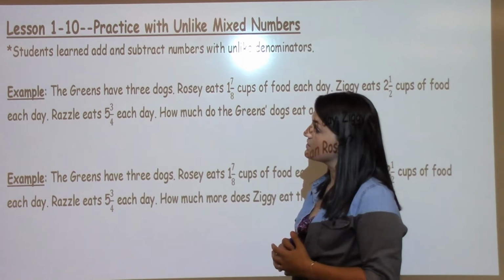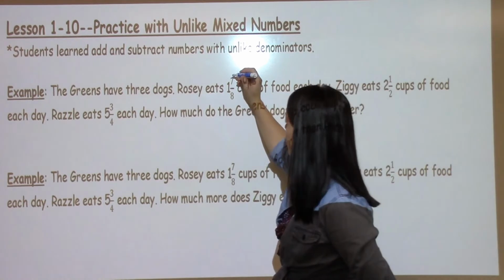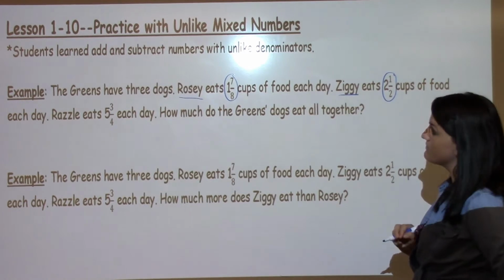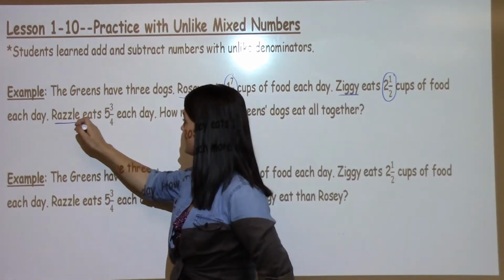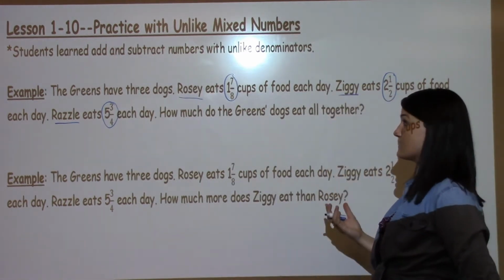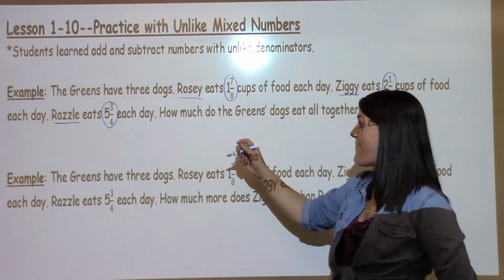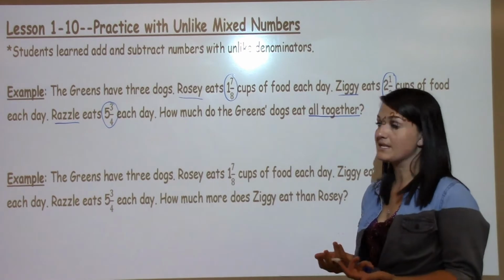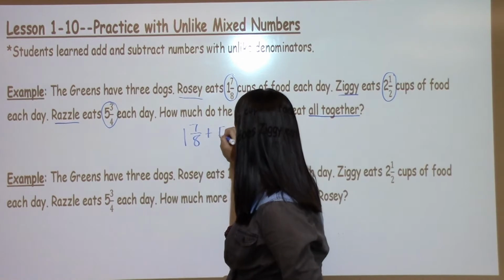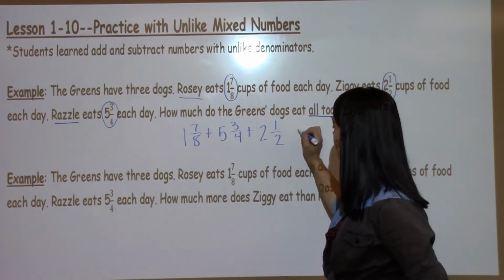So the first example says, the Greens have 3 dogs. Rosie eats 1 7/8 cups of food each day. So that's Rosie. Ziggy eats 2.5 cups of food each day. And Razzle eats 5 3/4 each day. How much do the Greens' dogs eat all together? All right, so we have 3 different amounts that we need to add up because the words all together mean to add. So I have 1 7/8 plus 5 3/4 plus 2 1/2.